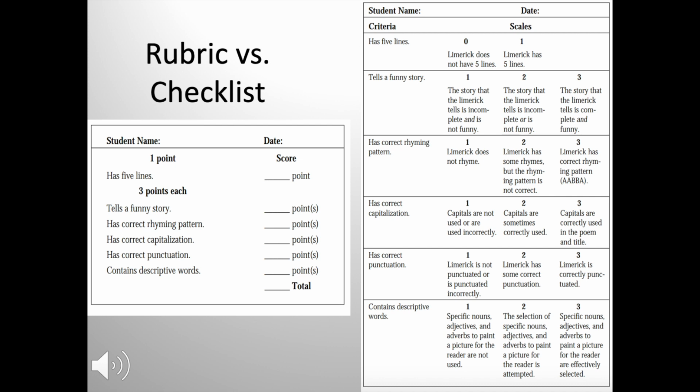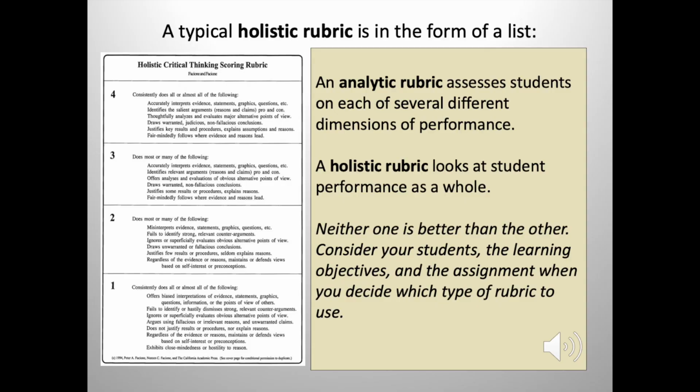A rubric is meant to eliminate the subjectivity in assessing student work with clear descriptions of masterful work. Students can use them in a sort of backwards design to map out their task or assignment. A checklist is simply a list of characteristics to look for with point values associated with them. An analytic rubric assesses students on each of several different dimensions of performance. A holistic rubric looks at student performance as a whole.